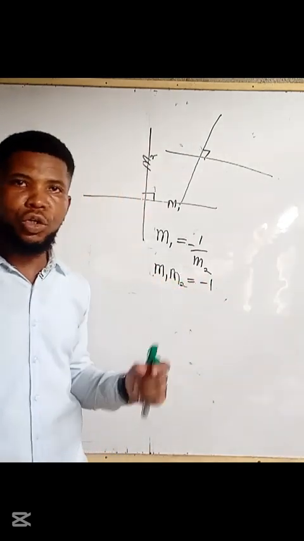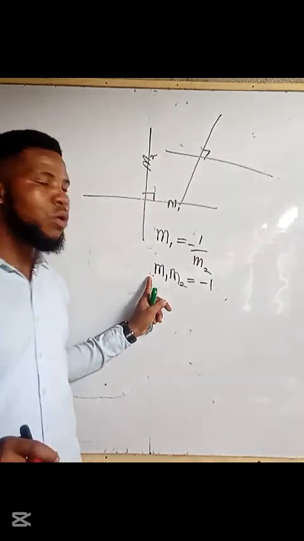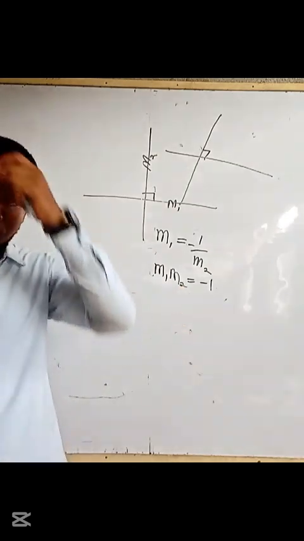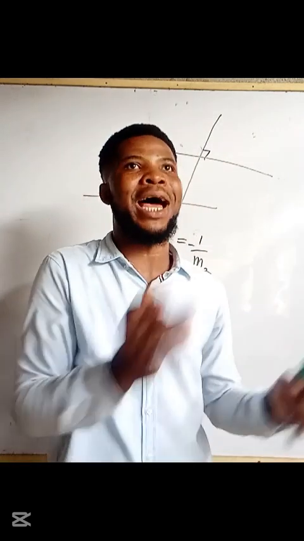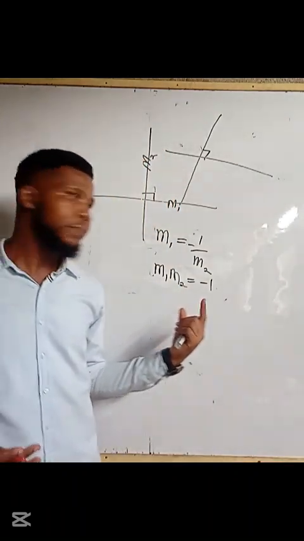What does this show? This shows that whenever two lines are perpendicular, when you multiply the slope of one with the other, the answer will be minus 1. So, a very simple question: show that these two lines are perpendicular. This is what we'll be doing. You understand that, right? Good.